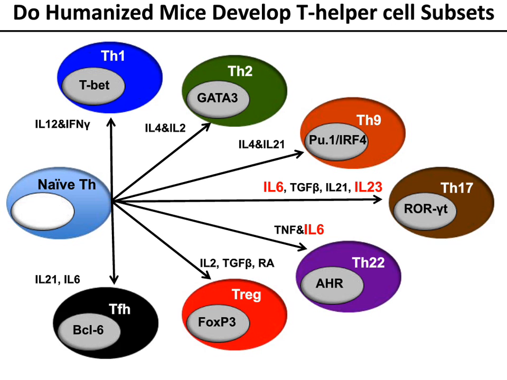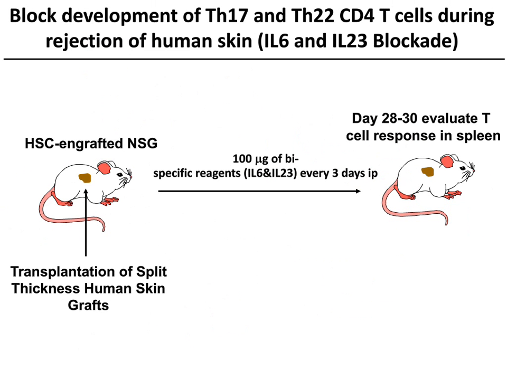So here's the basic experiment where we took our HSC engrafted animals, they received a human skin graft, and then they were treated every 3 days with a bispecific reagent that actually blocked IL-6 and IL-23. We then evaluated the mice for skin graft survival and evaluated the T-cell response in the spleen of these animals. Now, I'm not going to show any of the skin graft rejection data because basically this treatment did not prevent skin graft rejection. The mice still all rejected their grafts. But what we did see is a change in the nature of the T-cell response. And that's shown on the next slide.